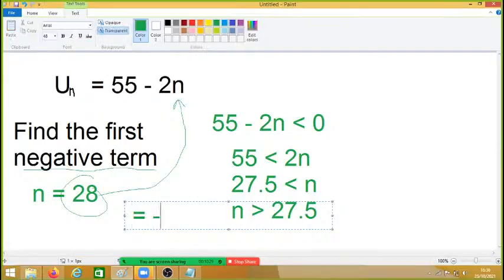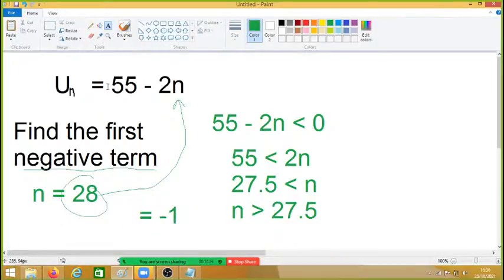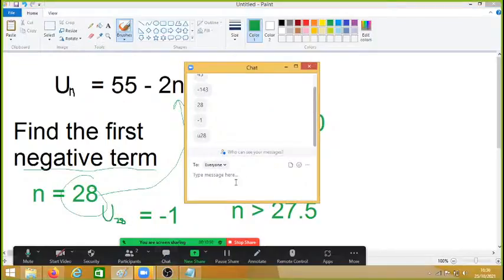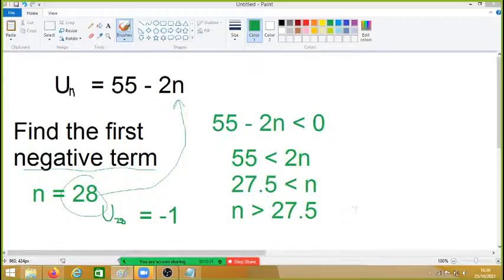And so what shall I say is that equal to? So we've just worked out the 28th term. So how do I write the 28th term in maths? It's U28, which is hopefully what you've just written in the chat box. Yeah, good, well done.